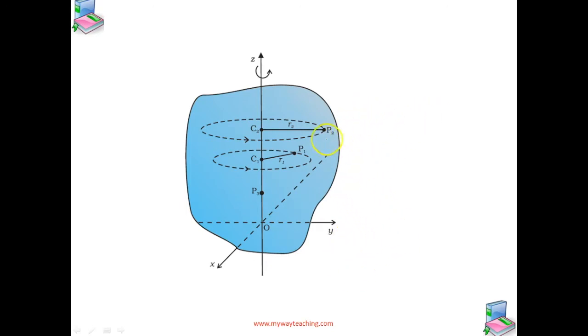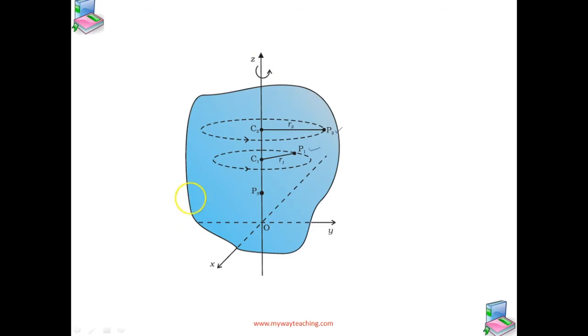Here they have considered the particles P1 as well as P2. Both are at different radii. P1 is at a distance of r1, whereas P2 is at a distance of r2. Both have their centers on the axis of rotation. C1 and C2 lie on the same straight line, and they move in a circular path which is perpendicular to this axis of rotation, that is the z axis.